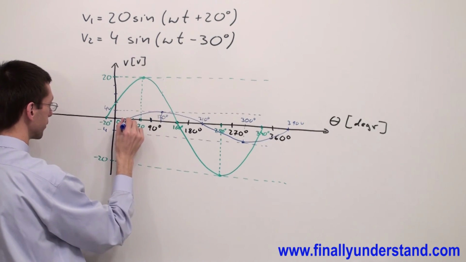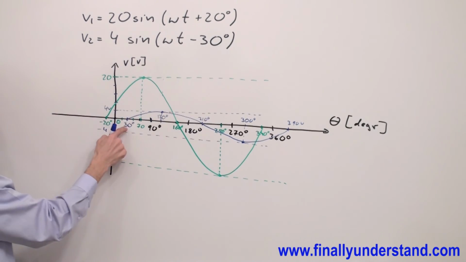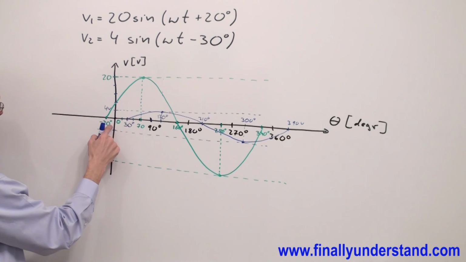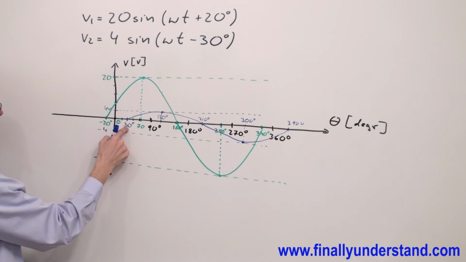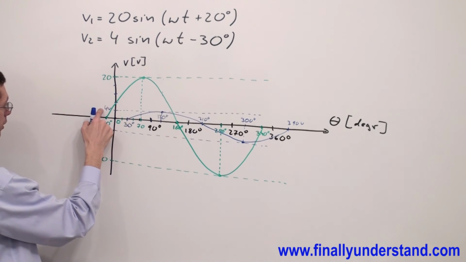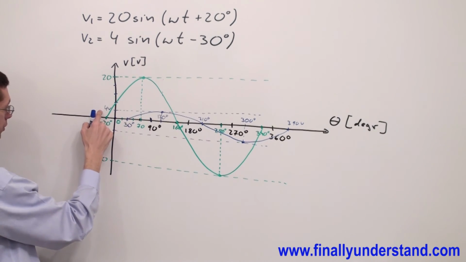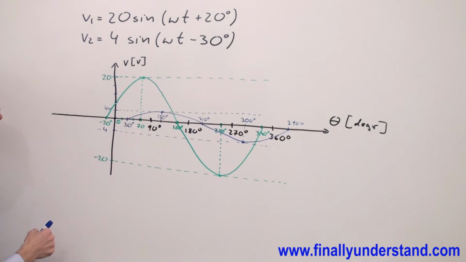Simply connect all these points together. As you can see, this waveform is lagging the reference by 30 degrees and has peak value 4 volts. Negative peak is negative 4 volts.